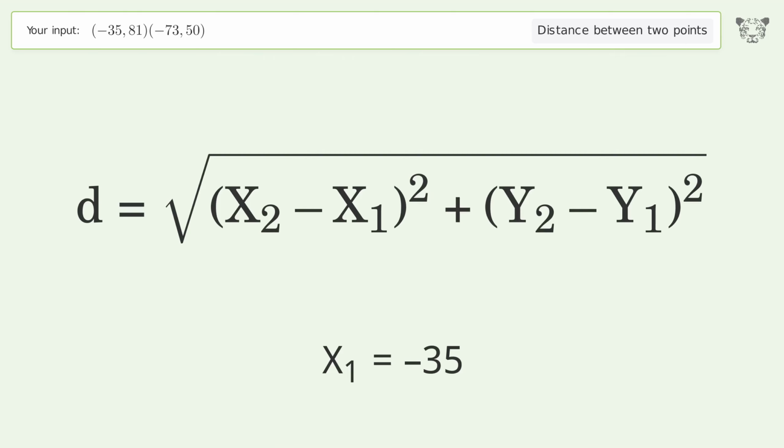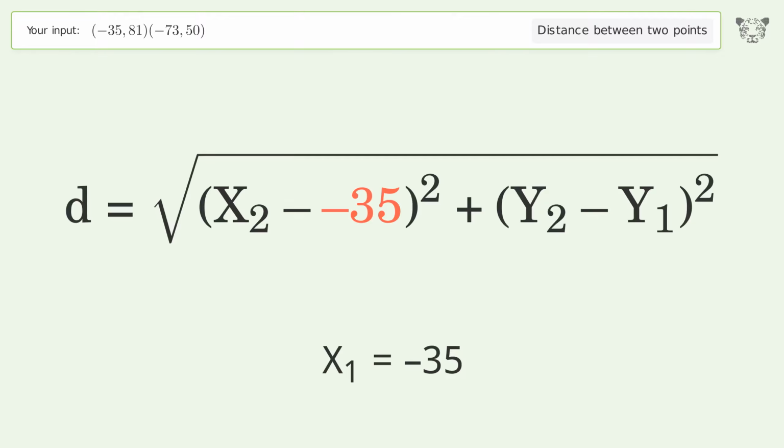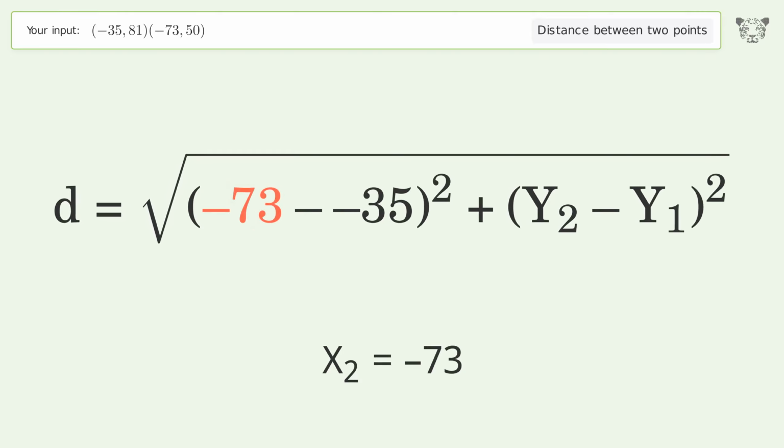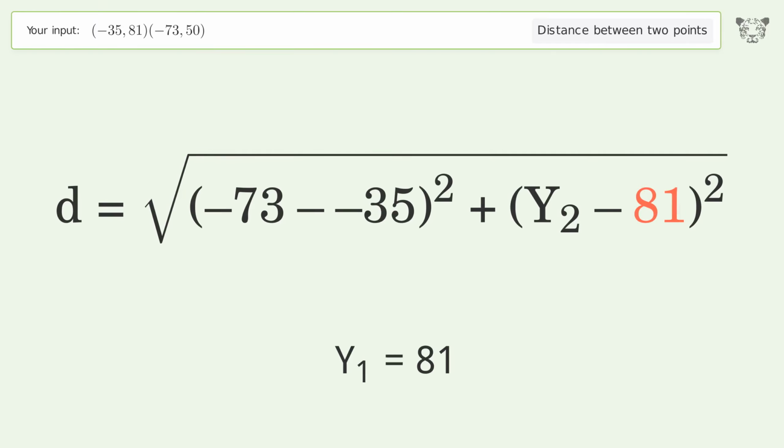x1 equals -35. x2 equals -73. y1 equals 81. y2 equals 50.